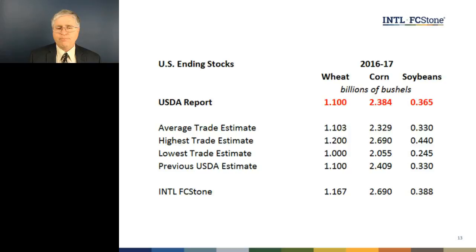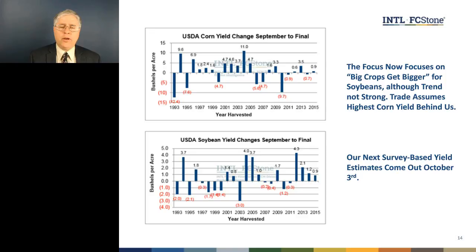Looking at some of those yield changes we see here, top chart is corn, bottom chart is soybeans, showing yield changes going from the September report forward to the final in January, and you can see some of the trends there.